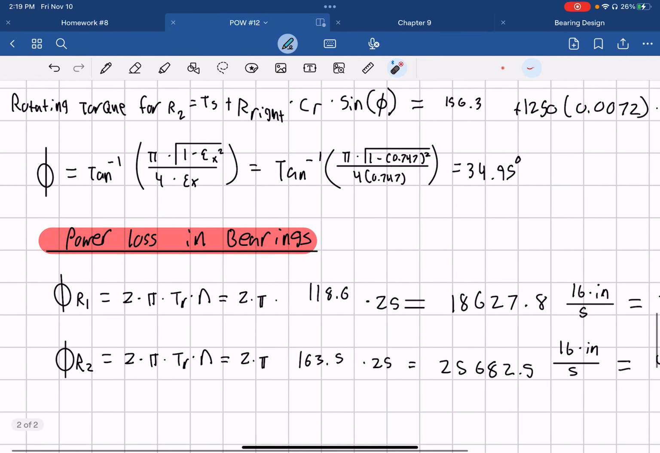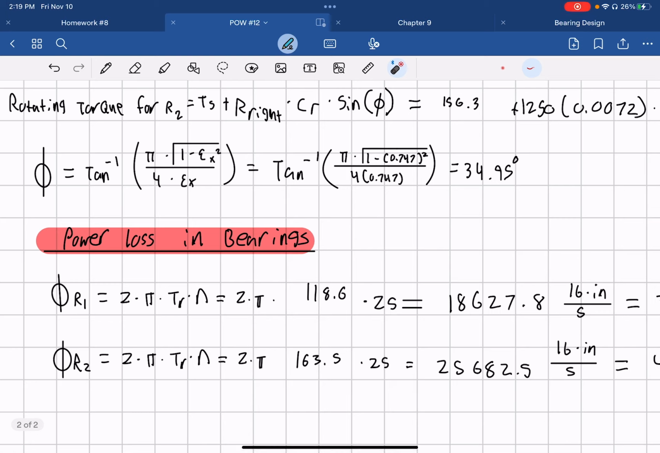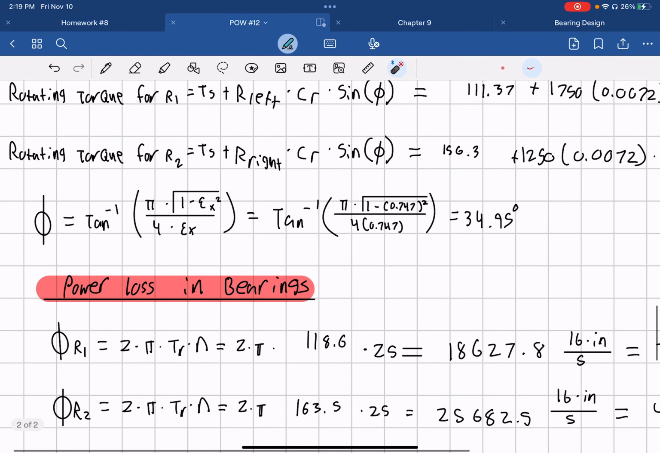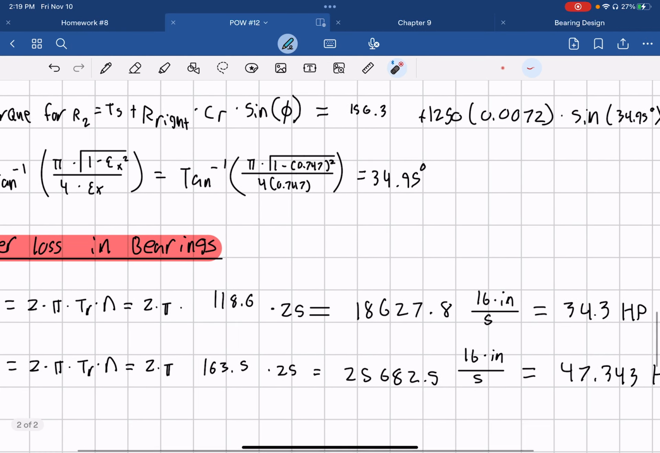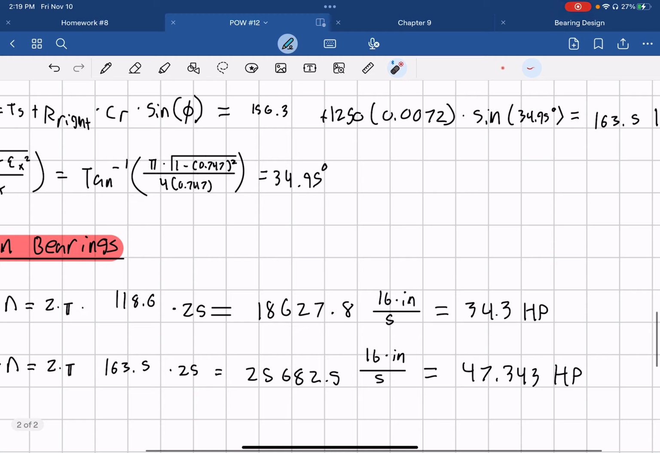Lastly, we need to find the power loss in each bearing. For that, we use these two equations right here where we plug in the rotating torques as well as the revolutions per second for each one. Once we're able to do that, you can get a value of 18,627.8 pounds per inch over second, which is units of power, and 25,682.5 pounds per inch over second for the second bearing.